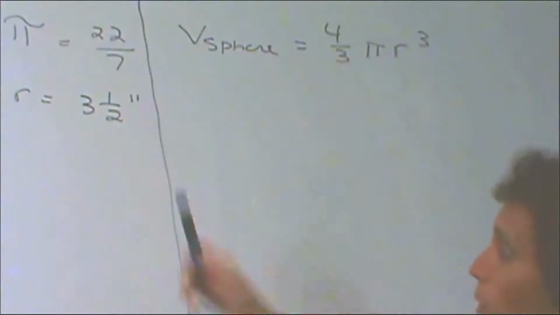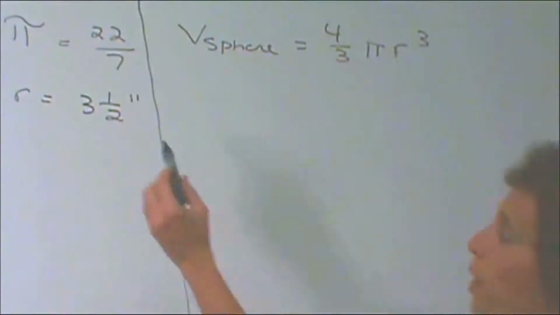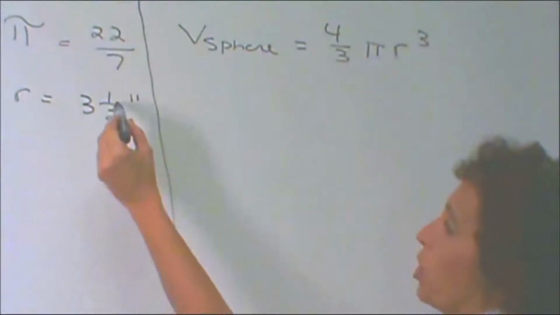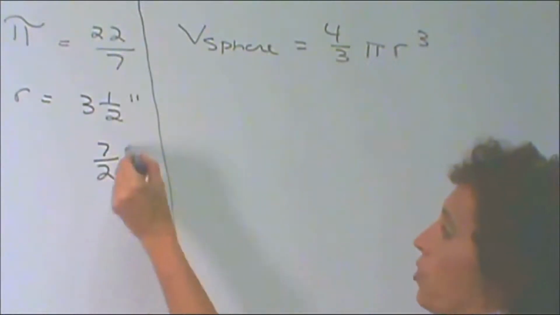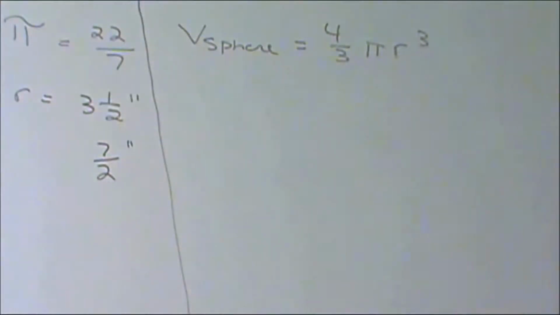Since we're using a fraction, we're going to use a fraction for the radius. Right now it's a mixed number, so I'm going to change that to an improper fraction. Remember how to do that? 2 times 3 is 6, plus 1 is 7, so the radius is 7/2 inches. Remember this is volume, so it's measured in cubic units, so the answer will be cubic inches. And it's only going to be an approximate answer, since we're approximating with pi.